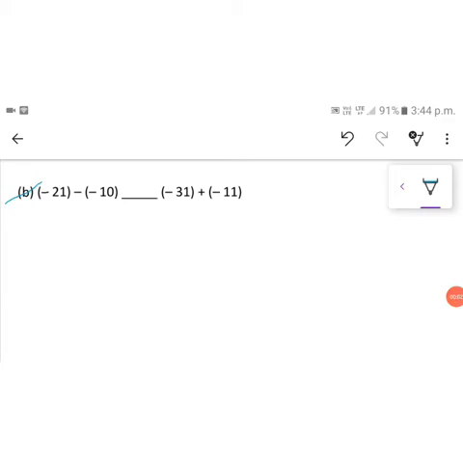B part. Write minus 21 as it is. Change subtraction sign into plus sign. The additive inverse of minus 10 is plus 10. Now follow the rules for adding integers. Here one is minus sign and another one is plus. If the two numbers have different sign, subtract these two numbers. 21 minus 10, we get 11.